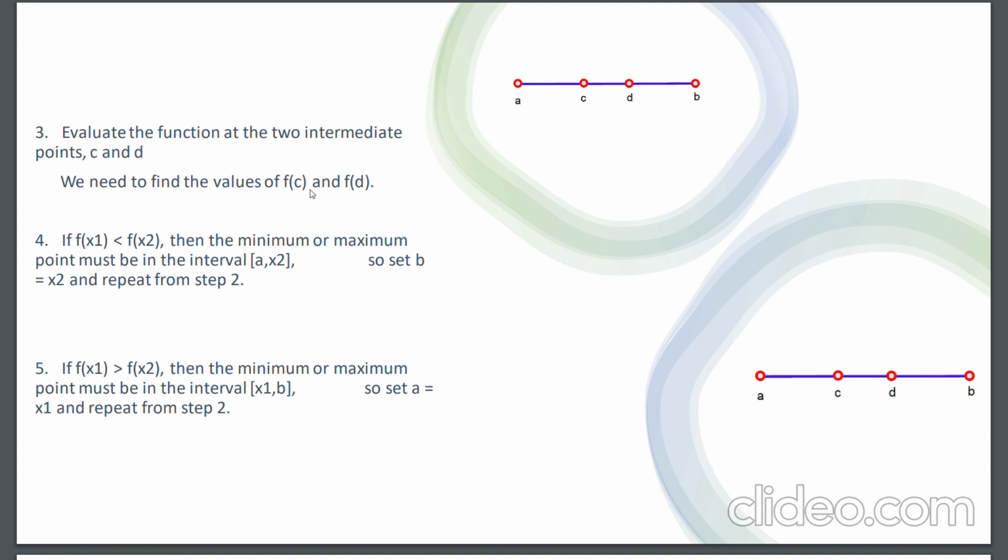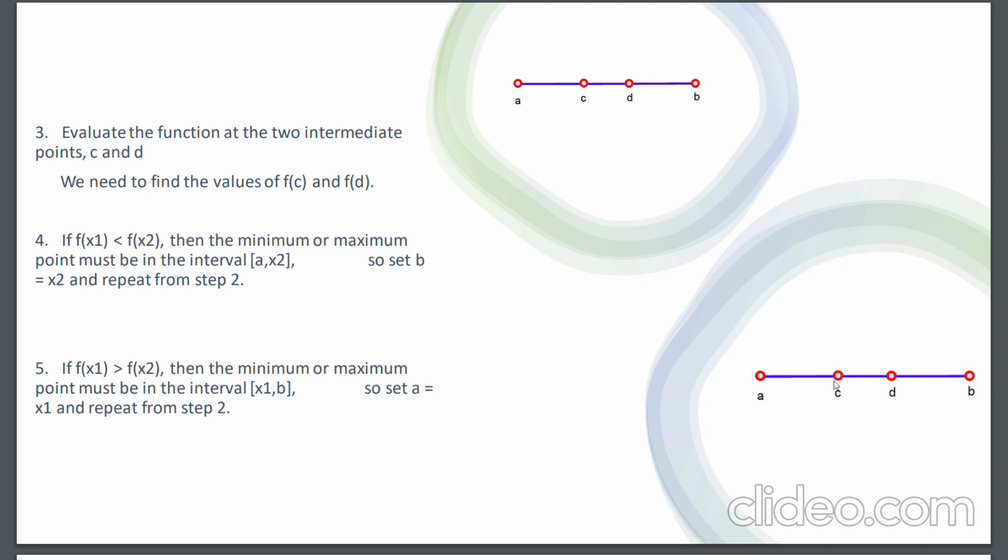Again we'll be finding f of C and f of D, and checking if f of C is greater than f of D. If so, this area will be going, and we'll be finding new points up to which we'll be taking a tolerance value, up to which our interval value is less than our tolerance value. We'll be finding iterations up to there.